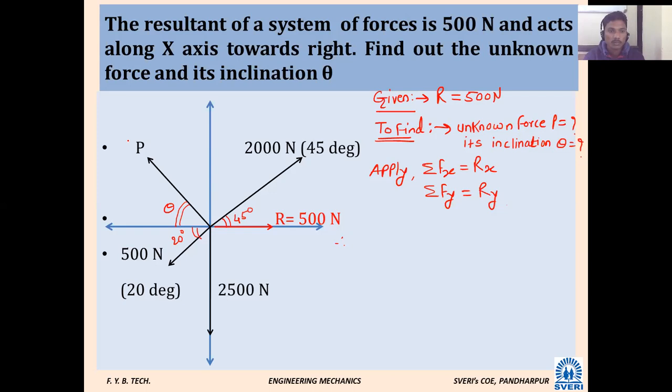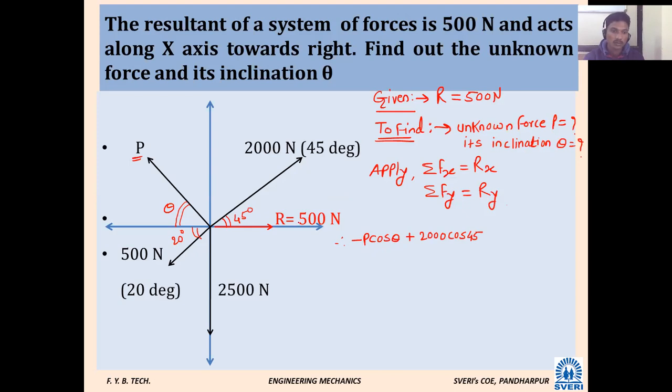What will be the x component of this force P, which is inclined at theta with the x-axis? Minus P cos theta. Why should it be minus? The x component is negative in the second quadrant. Very good. Next, for this 2000 Newton force, what will be its x component? Positive. Plus 2000 cos 45.